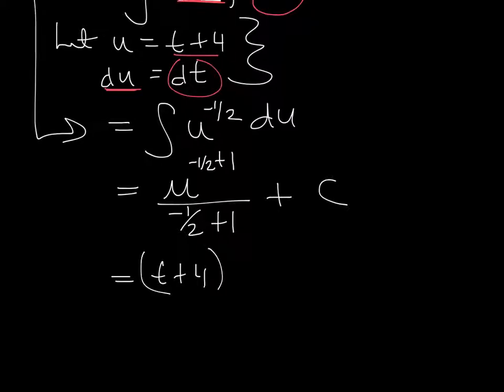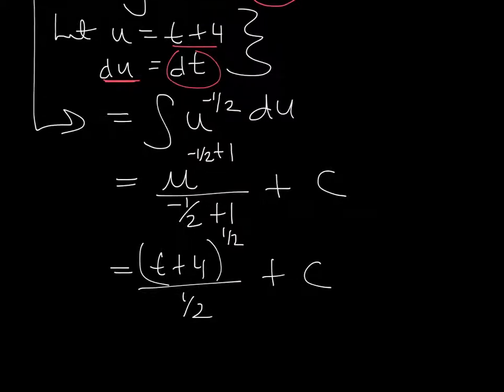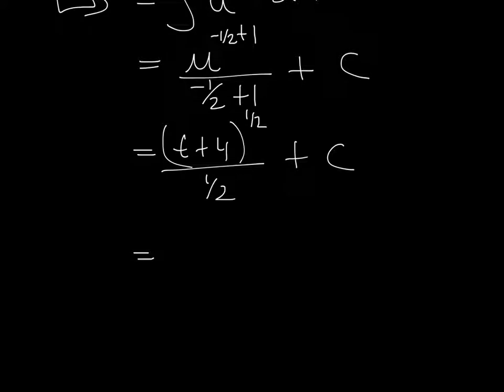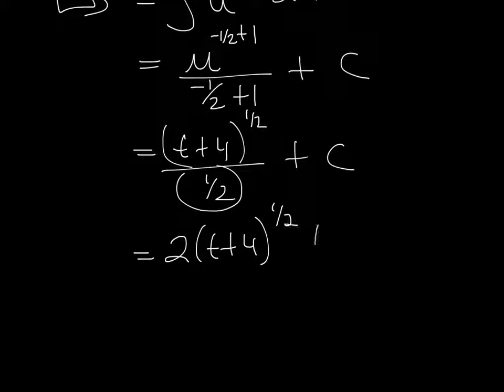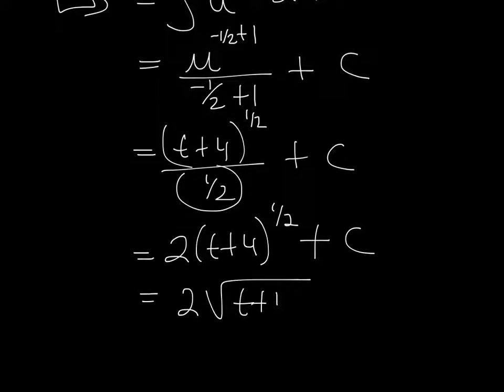And our u was t plus 4, so we can replace that with t plus 4, and -1/2 plus 1 is just 1/2 over 1/2. And again, using algebra, we can simplify this a little. When you divide by a fraction, you're really just multiplying by the reciprocal. So that's just 2 times t plus 4 to the 1/2 plus c. Or if you want to change it back to 2 times the square root of t plus 4 plus c, that's fine. So this is our v of t, but we need to find our c.